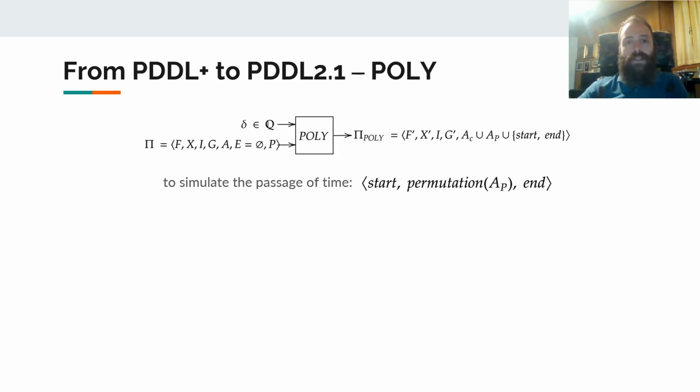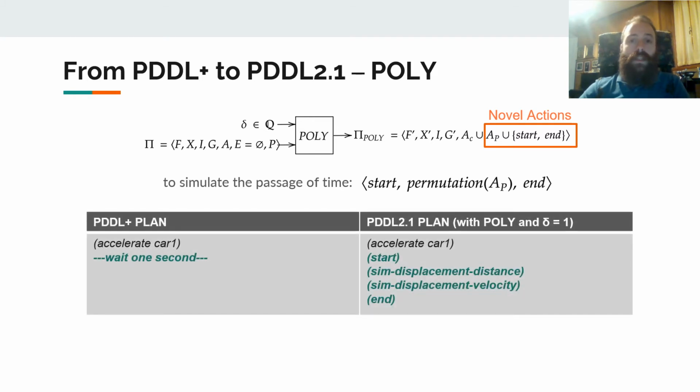Now we revise the Poly scheme. In Poly, the simulation of the passage of a discrete quantity of time takes place by executing a sequence of actions consisting of the tuple start, any permutation of the AP actions, followed by the end action. We explain this scheme by means of a small example.